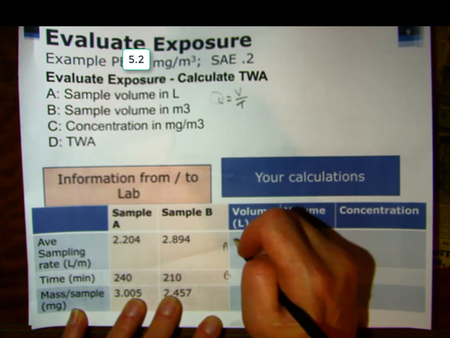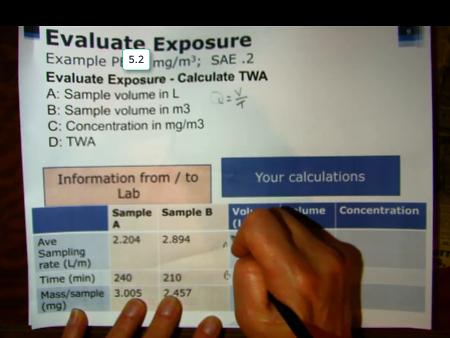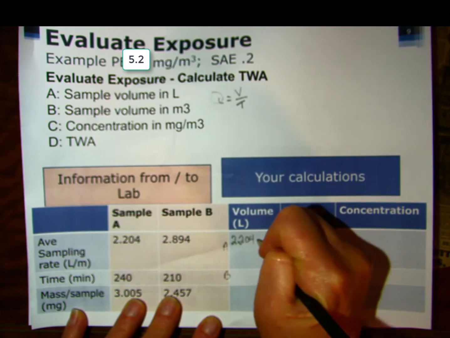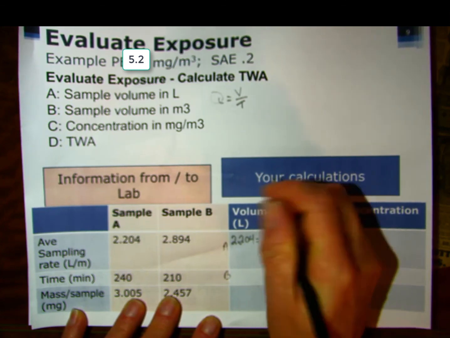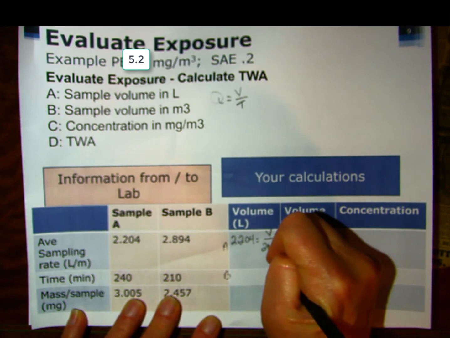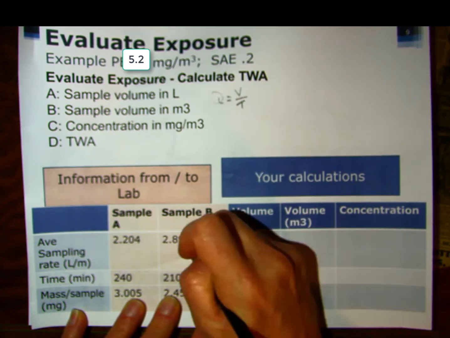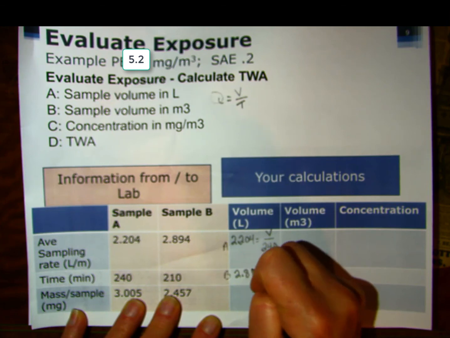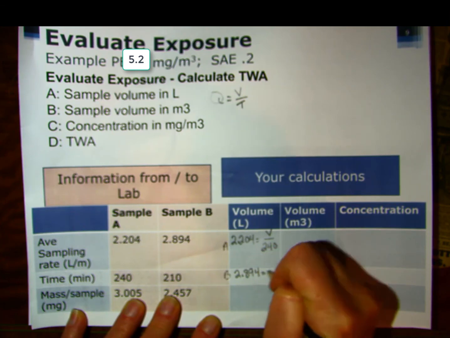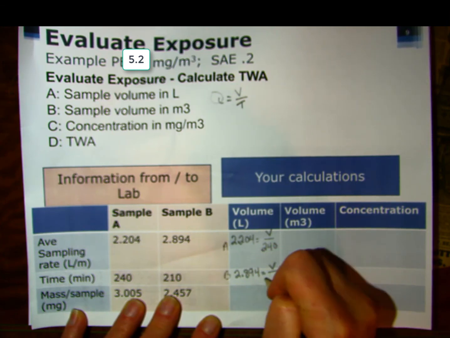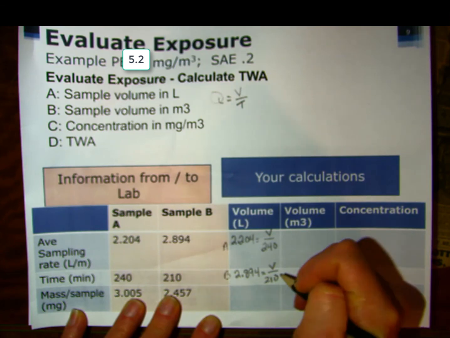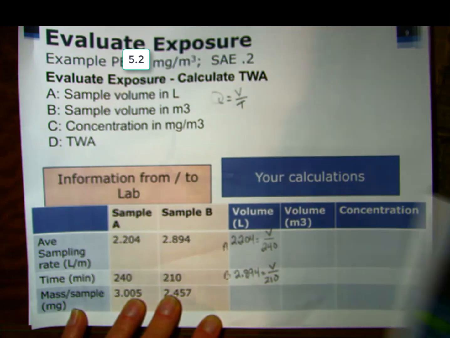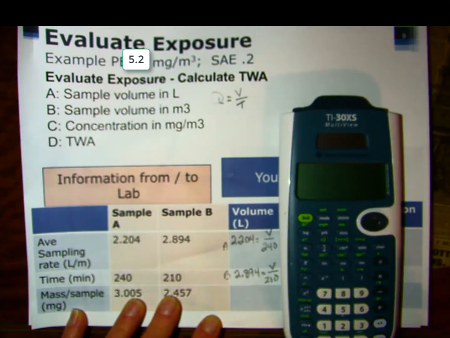So our flow for A is 2.204. That equals some volume over time. And for B, we have our flow, and that equals some volume over time. And then I can calculate it in liters and calculate it in meters cubed. So first I'll start here.